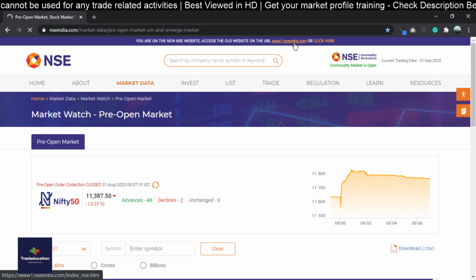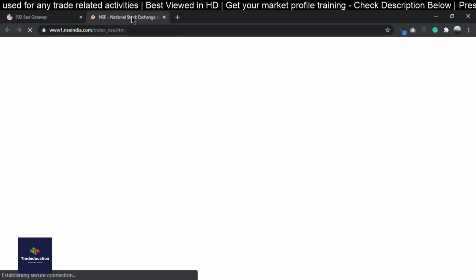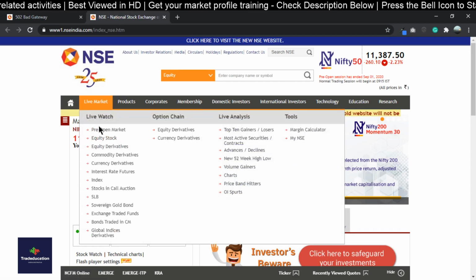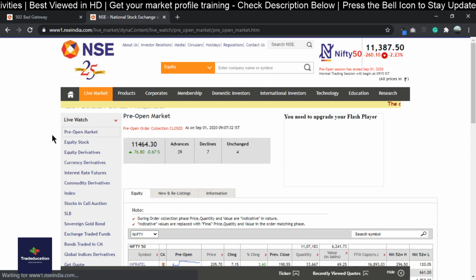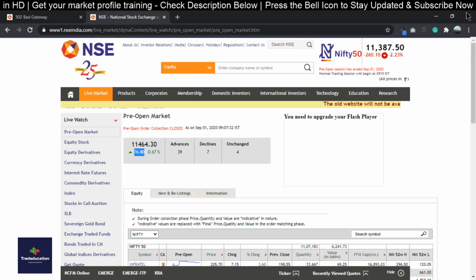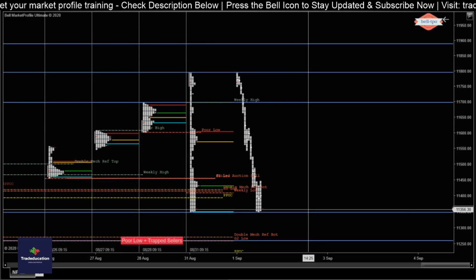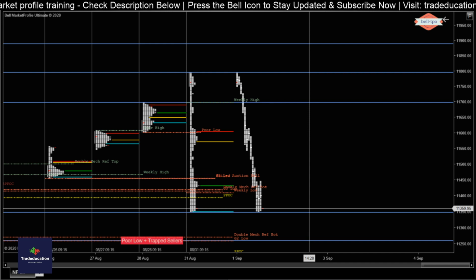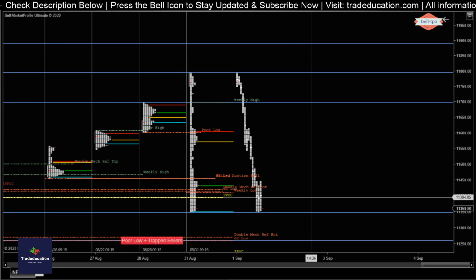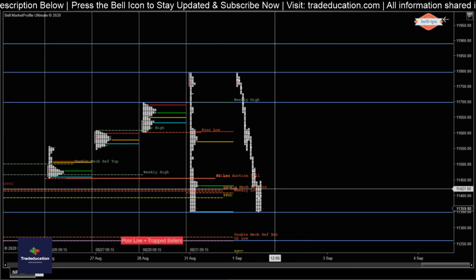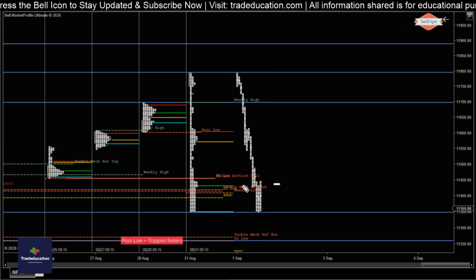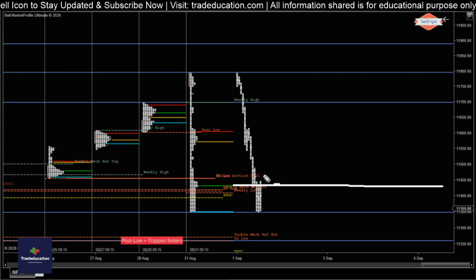What has happened to NSE's website? Okay, gateway problem. Let me look at the pre-open market. So 76 points up. The auction is going to open. So let me close this. The close was around 11,359, so 70 points up. So somewhere around this zone, somewhere around the point of control is where I'm expecting the auction to open.